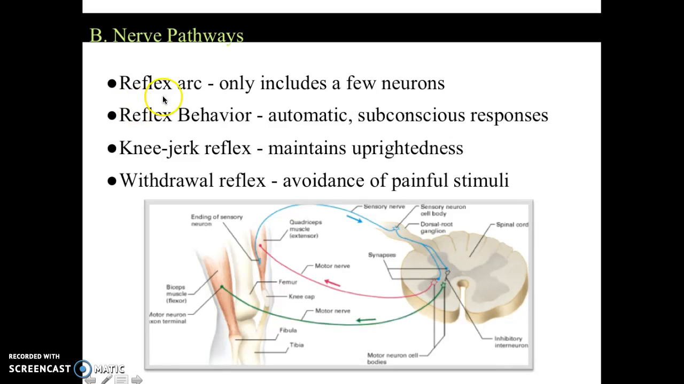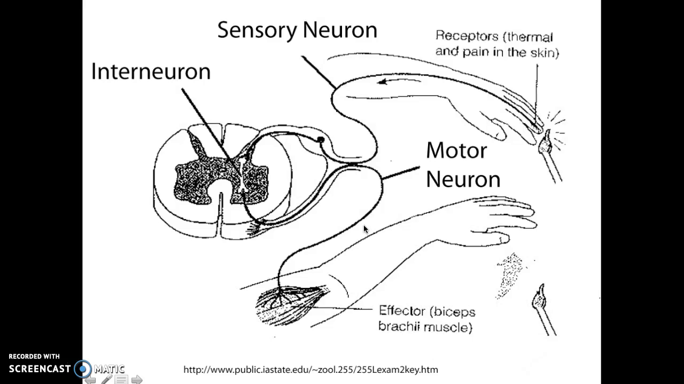Okay, so you have different types. You have the reflex arc, that's only a few neurons, as I just showed you. You have reflex behavior, that's automatic subconscious responses. That's for fight or flight, like jumping out of the way of a moving vehicle. The knee-jerk reflex maintains that you stand upright, and there are withdrawal reflexes. We'll have a lab for this on Thursday where you'll learn all the different types of reflexes.